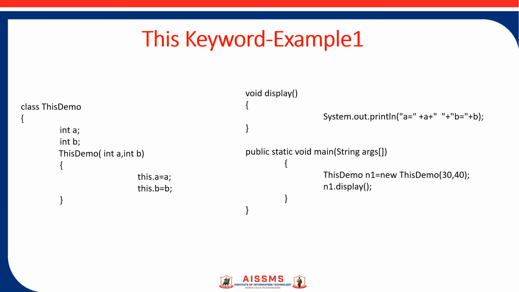So for example, there is one object, n1. If n1 is invoking this constructor, at that time the this keyword will store the reference of the n1 object. So n1's A instance variable will be initialized by the A argument, and n1's B instance variable will be initialized by the B argument, which is passed by the user.